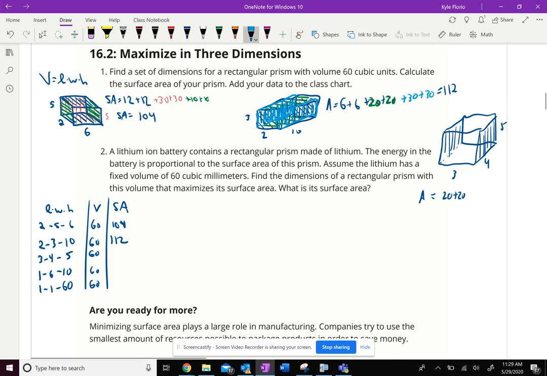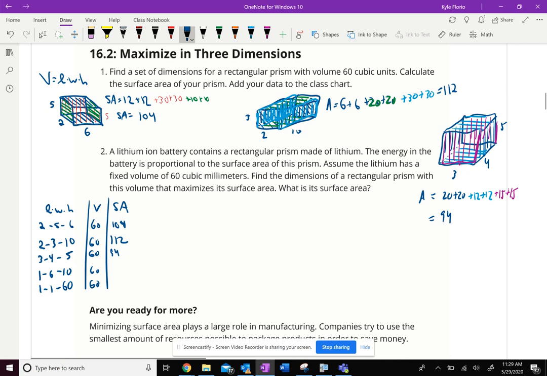Let's do a different color. The floor is 3 by 4, so that's going to be 12, which means that's going to be 12 as well. And then we have the front, which is 3 by 5. 3 times 5 is 15, so there's going to be two 15s. 30, 40, 50, 60, 70, 80, 94. So the area of that one's 94.